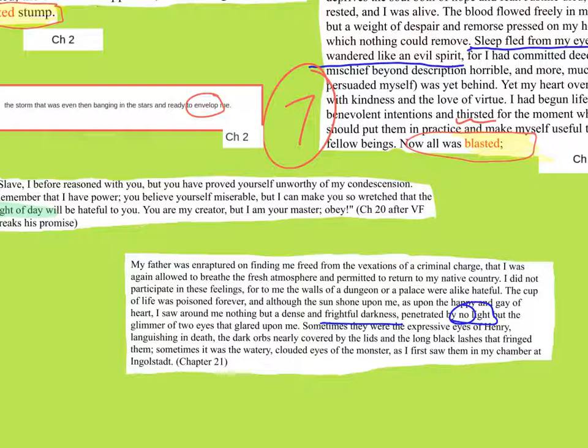Sometimes they were the expressive eyes of Henry Clerval, languishing in death, the dark orbs nearly covered by the lids and the long black lashes that fringed them. Sometimes it was the watery, clouded eyes of the monster, as I first saw them in my chamber at Ingolstadt.